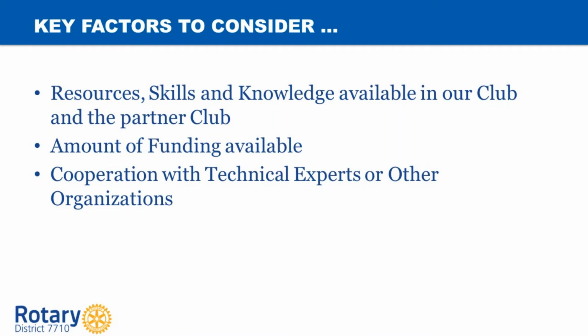Here are some key factors to consider when identifying a global grant partner. What sort of resources? What sort of skill level? What knowledge is available between the members of your club and the partner club? You don't have to find all the necessary skills within your membership. You can always reach out and bring in outside experts to assist with specific technical skills that may be needed for the project. But you do have to have a base level of comfort that there is expertise to see the project through to completion.